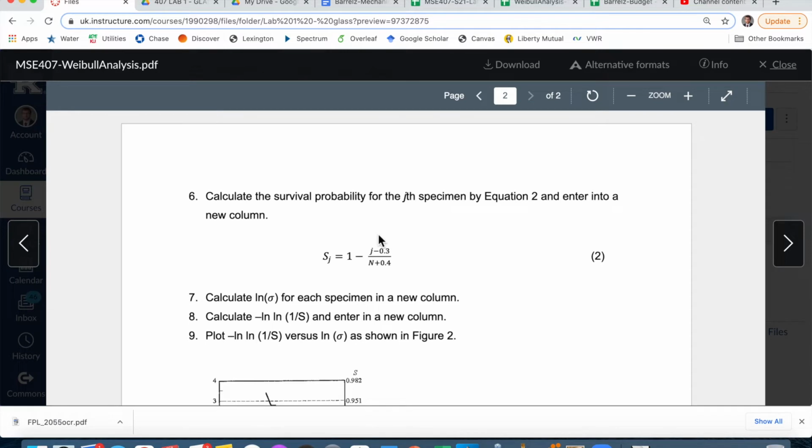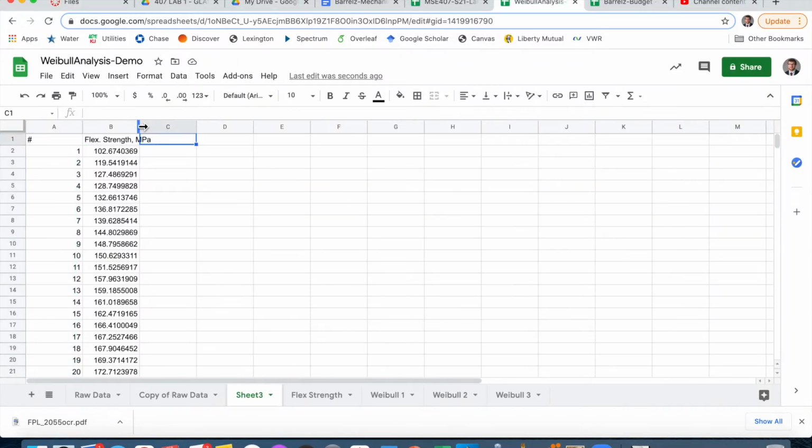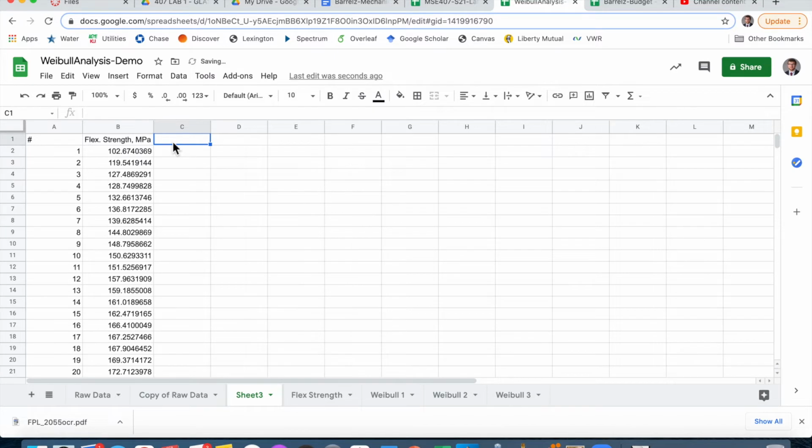So the next thing I need to calculate is the survival probability, and that's this equation. So again, I'm going to jot it down so that I don't have to swap back and forth. And I'm going to go to my expression, and I'm going to make a new column, and I'm going to call this S sub J. And this doesn't have units, so I won't put any there, but it is 1 minus, and then same thing, you'll notice that I always use a lot of parentheses, so I'll put those in for the numerator and denominator.